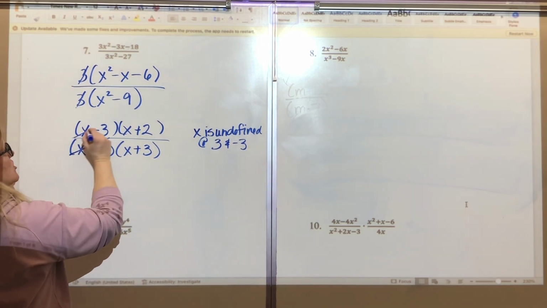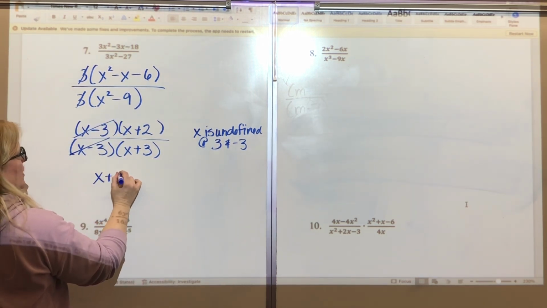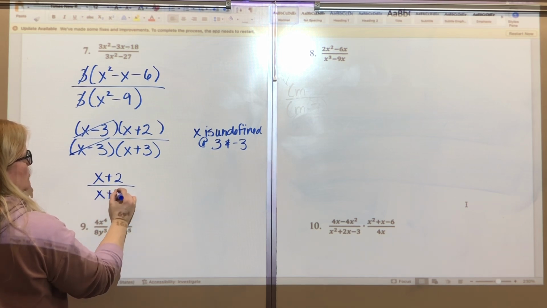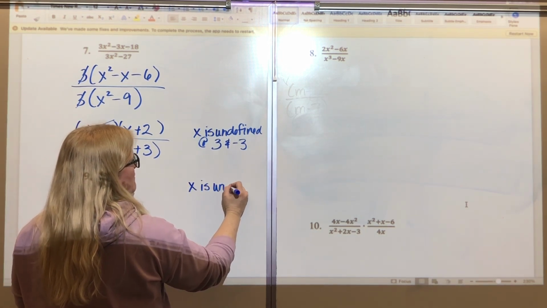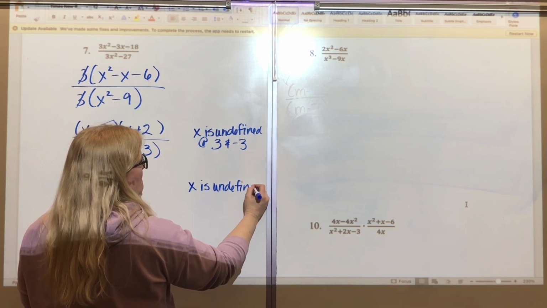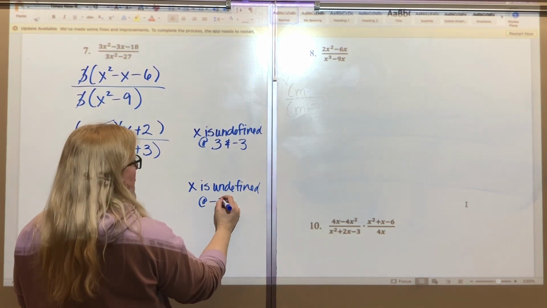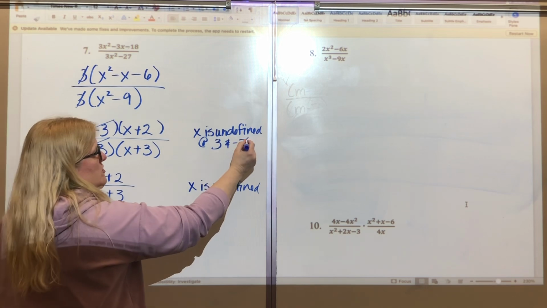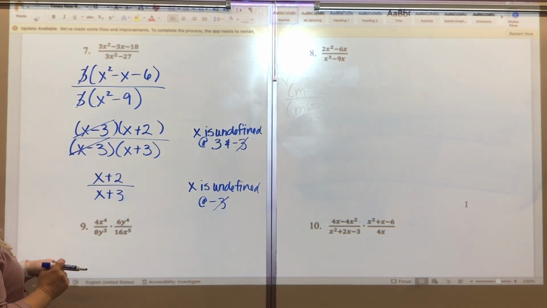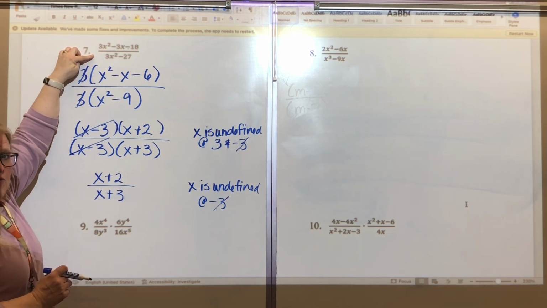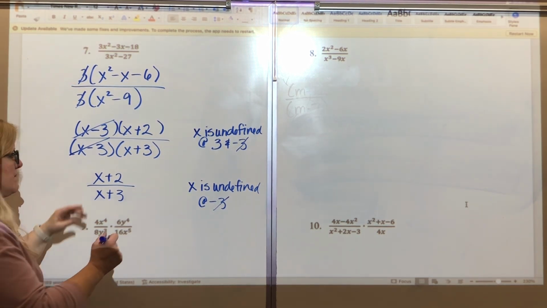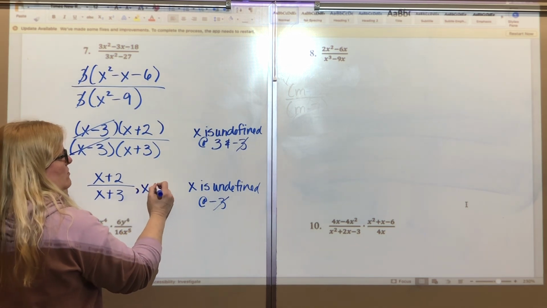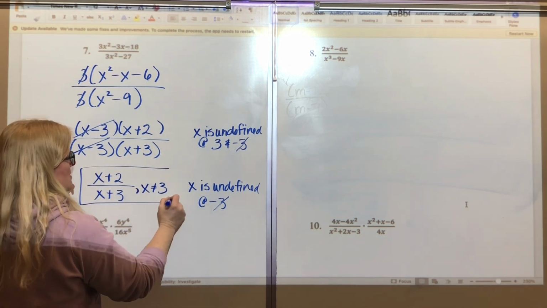Okay? Now I can slash. I'm left with x plus 2 over x plus 3. X is undefined at -3. There's my partner, so they're both the same at -3. They're both undefined at -3, but it's undefined at 3 here, and here it's 5/6 if you plug in 3. So x cannot be 3 because they are not equivalent at 3.